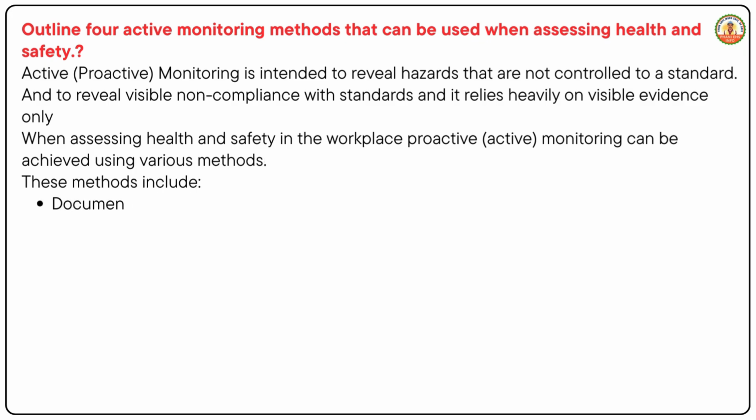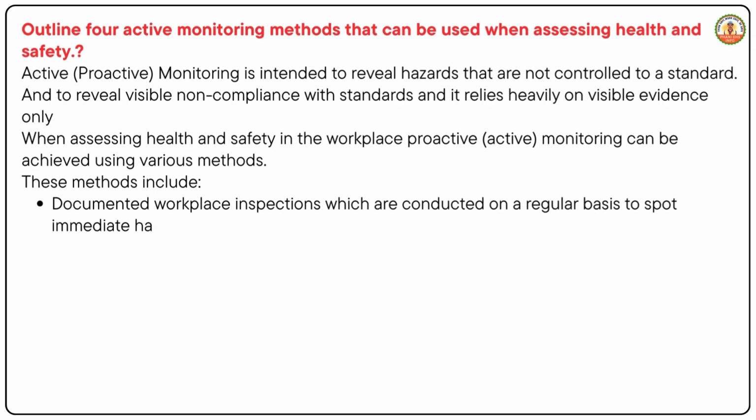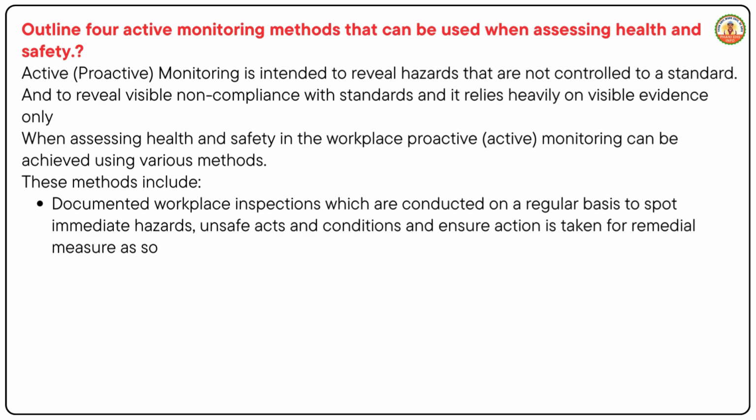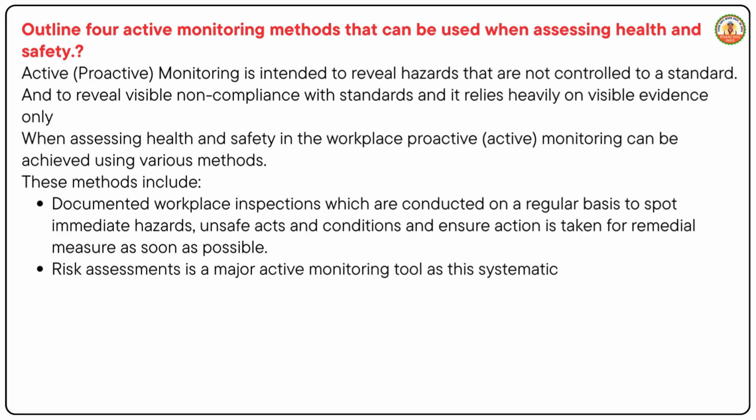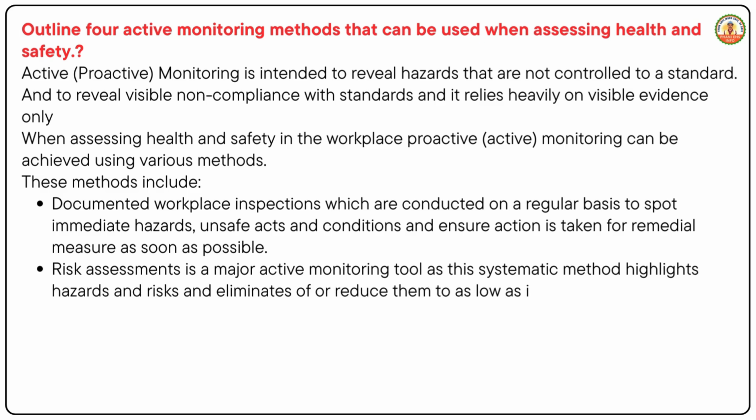These methods include documented workplace inspections, which are conducted on a regular basis to spot immediate hazards, unsafe acts and conditions and ensure action is taken for remedial measures as soon as possible. Risk assessment is a major active monitoring tool, as this systematic method highlights hazards and risks and eliminates or reduces them to as low as is reasonably practicable.